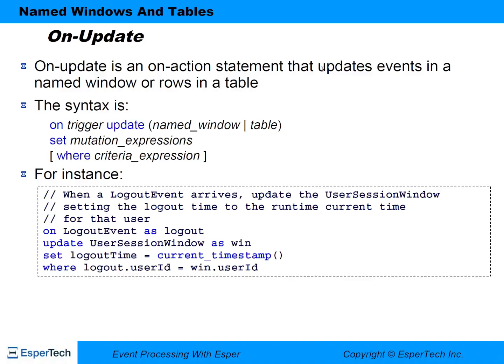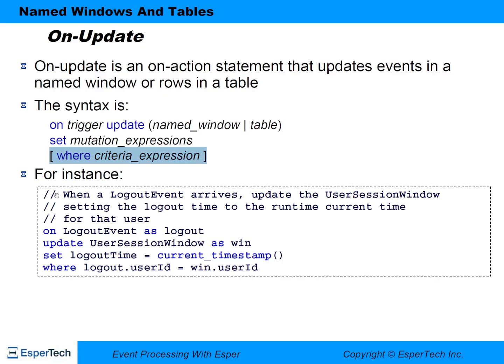OnUpdate is an on-action statement that updates events in a named window or rows in a table. The syntax is onTrigger. Update named window name or table name. Set mutation expressions. Optionally, the where keyword followed by a criteria expression.